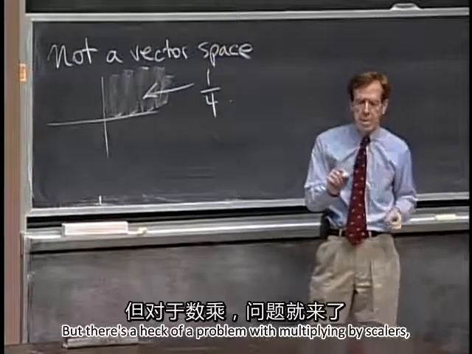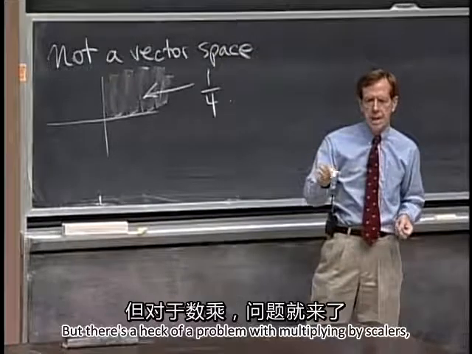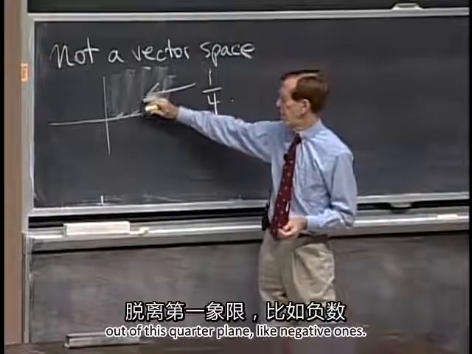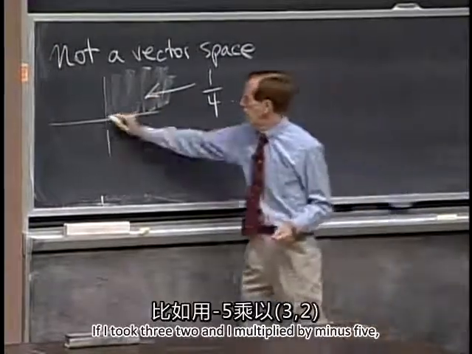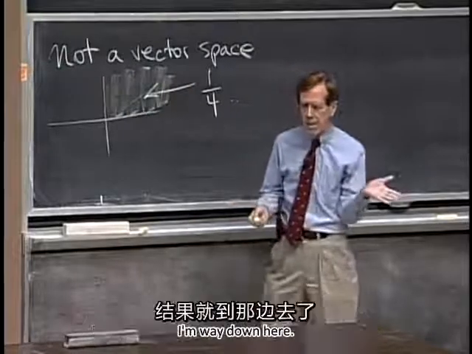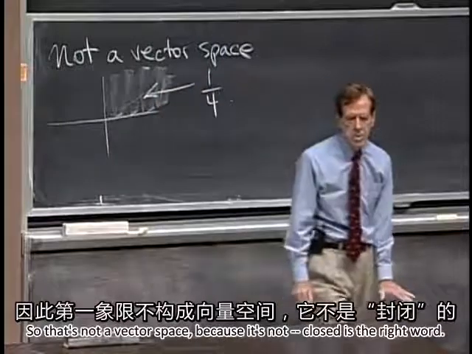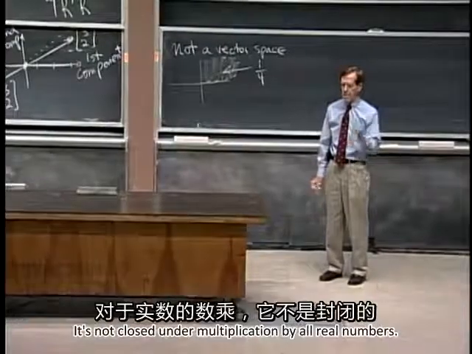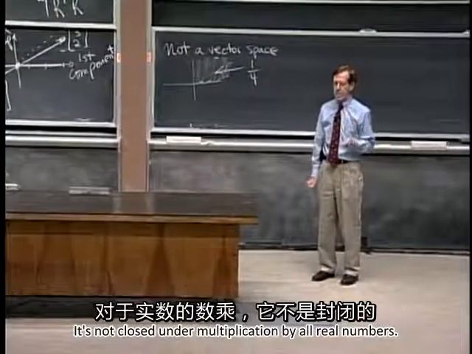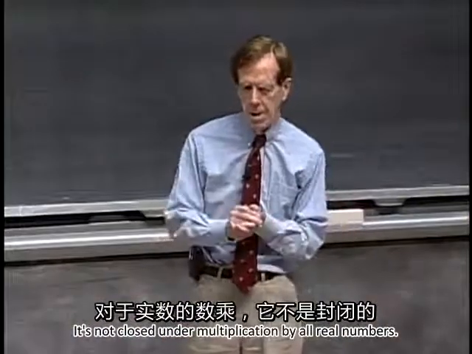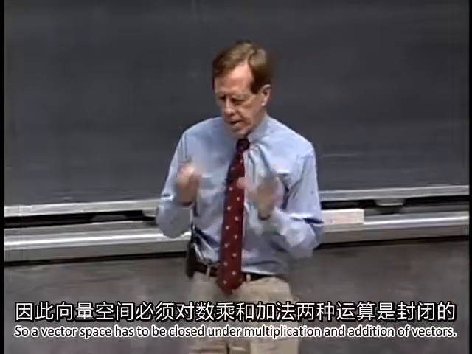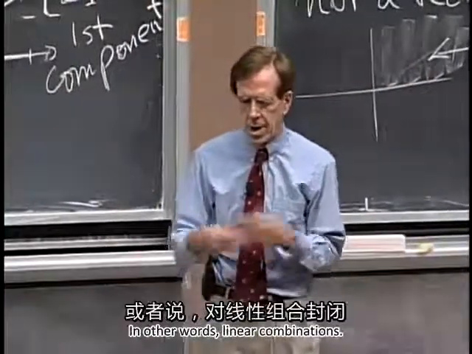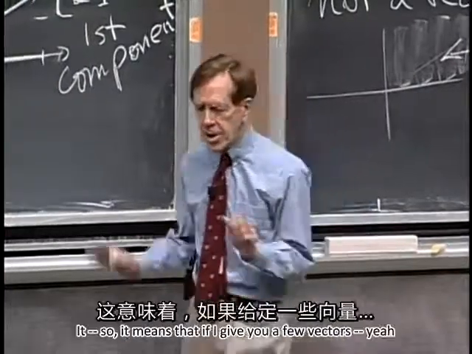But there's a heck of a problem with multiplying by scalars, because there's a lot of scalars that will take me out of this quarter plane, like negative ones. If I took 3, 2 and I multiplied by -5, I'm way down here. So that's not a vector space because it's not closed, is the right word. It's not closed under multiplication by all real numbers. So a vector space has to be closed under multiplication and addition of vectors, in other words, linear combinations.